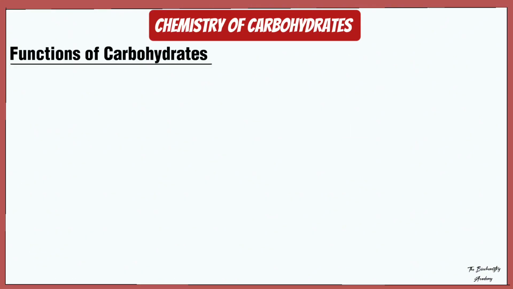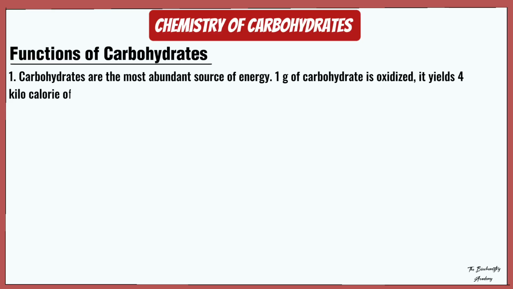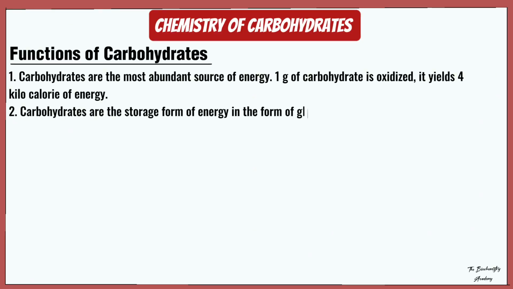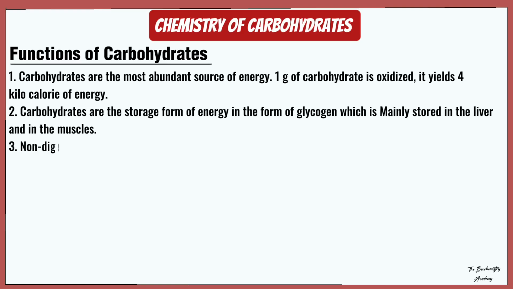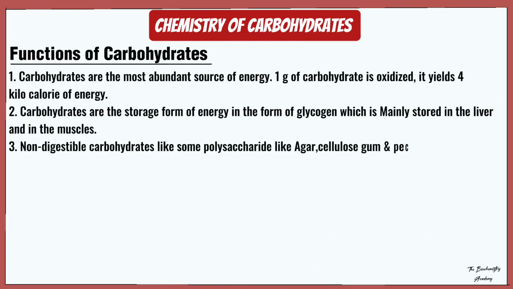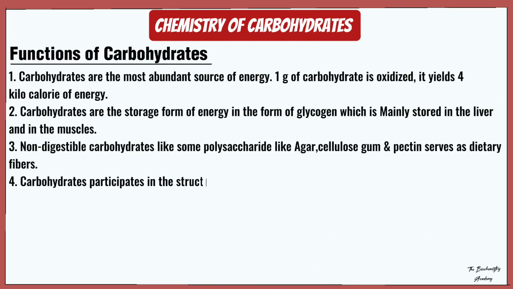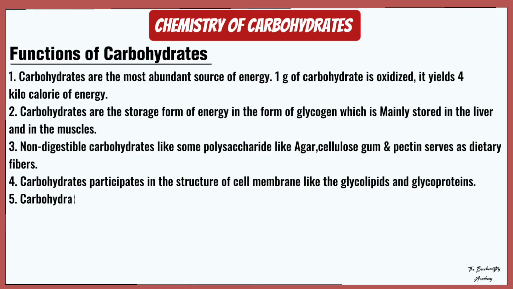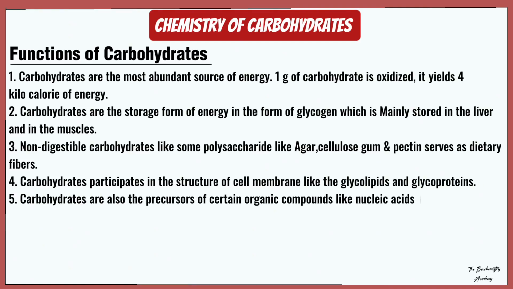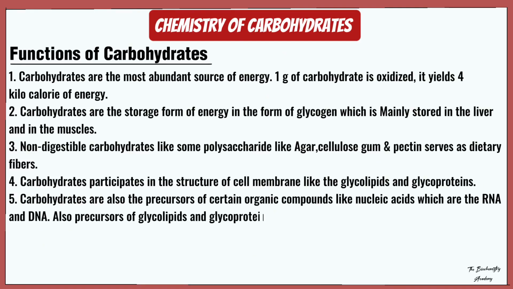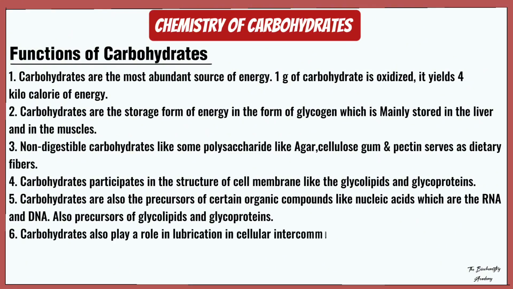So finally, let us see the functions of these carbohydrates. Number one is that they are the most abundant source of energy. For example, when 1 gram of carbohydrate is oxidized, it yields 4 kilocalories of energy. And two is that they are the storage form of energy in the form of glycogen, which is mainly stored in the liver and in the muscle.